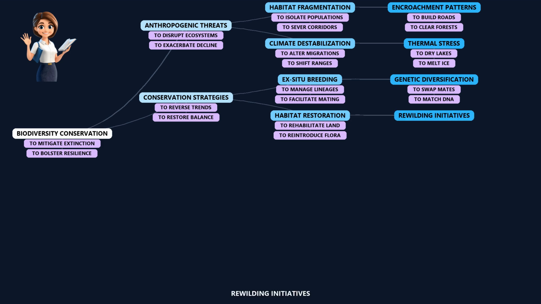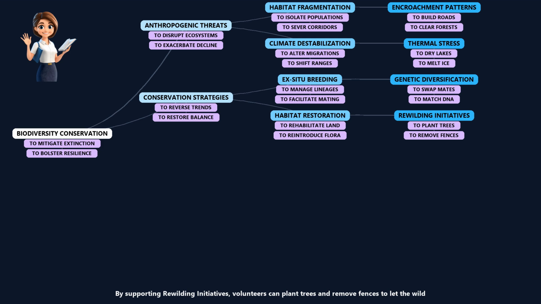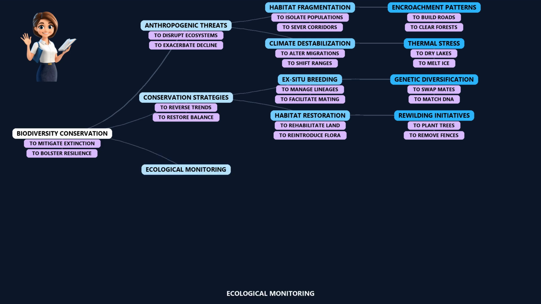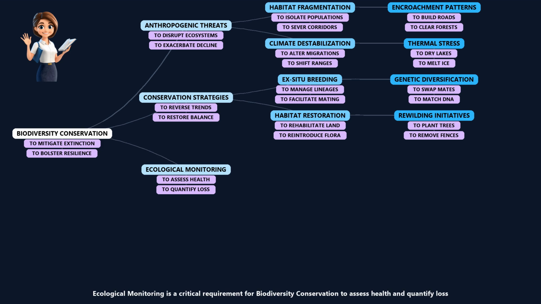Rewilding initiatives. By supporting rewilding initiatives, volunteers can plant trees and remove fences to let the wild grow back naturally. Effectively, they are putting seeds in the ground and opening up the land for the animals. Ecological monitoring. Ecological monitoring is a critical requirement for biodiversity conservation to assess health and quantify loss of species in real time. Effectively, we are checking the pulse of nature to see how many animals are truly left.